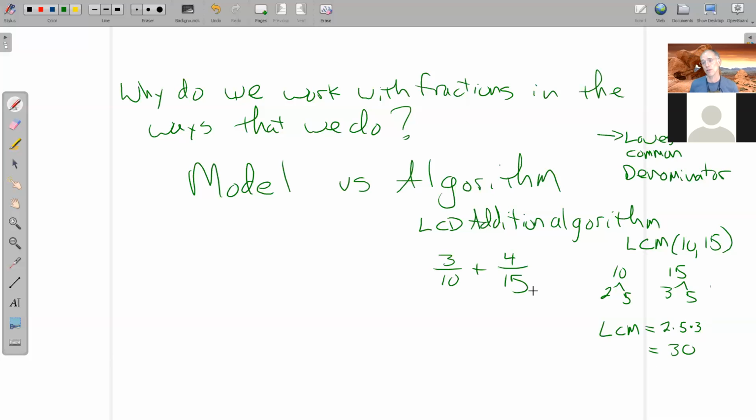If I multiply 10 and 15 together, then I'm going to get 150, which is significantly larger than 30. And again, I'm trying to find the lowest one possible. So the first step in applying the LCD algorithm is finding that lowest common denominator, which in this case is 30. So that's step 1. What's step 2? We have to make our denominators 30, so then we would have to multiply the numerators and the denominators.